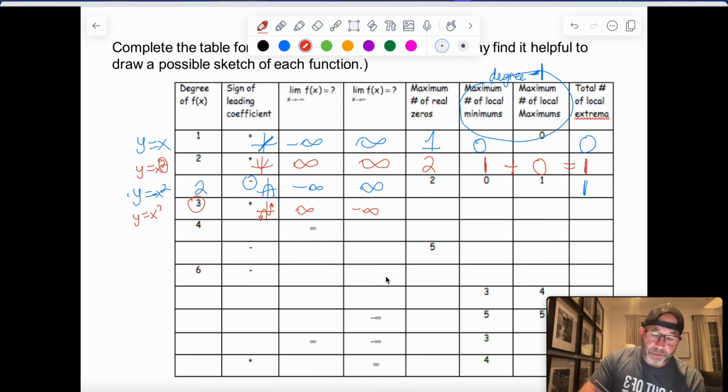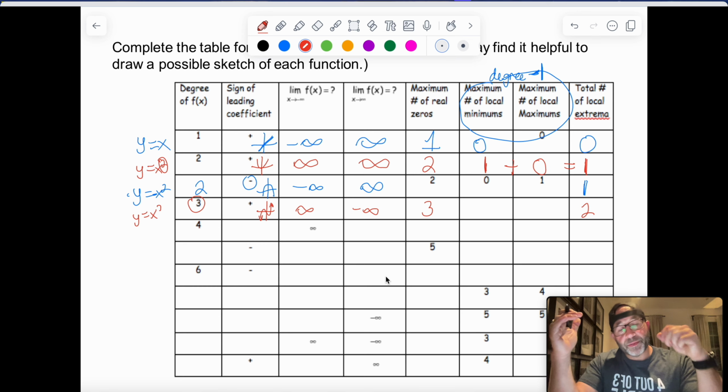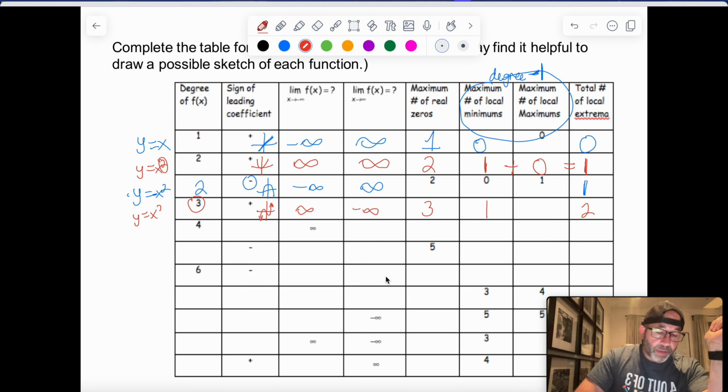The maximum number of real zeros would be 3. The total extremas, if I have 3 for the degree, 1 less is going to equal 2. And if we look at the way the graph is structured here, you can see from that graph that there is 1 top and there's 1 bottom. So there's at most 1 max and 1 min.